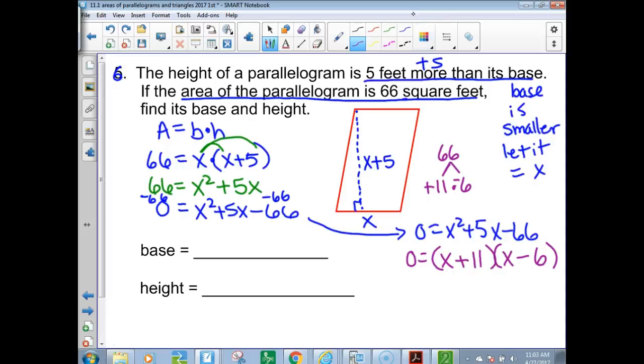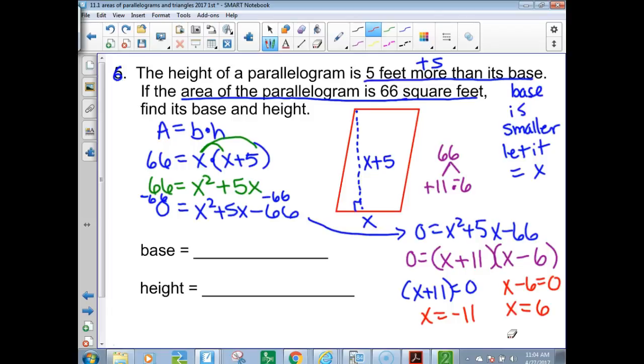Again, I'm not going to be testing you on factoring because we would have to do a lot of practice on factoring again before we would do that. But what you do then is you take each of these factors of that trinomial and you set them to 0. If I subtracted 11, then I'd have x equals negative 11. And if I set the other one to 0 and solve it, I get x equals positive 6.